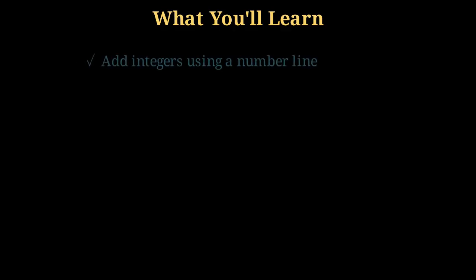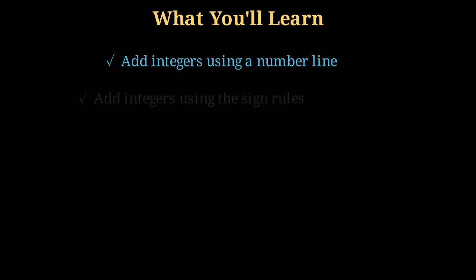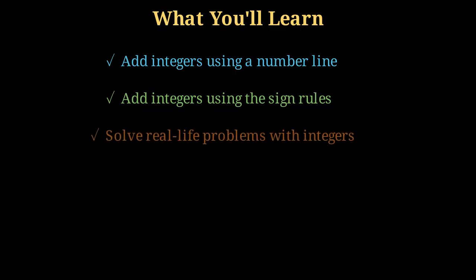First, add any two integers using a number line, so you can always see what is happening. Second, add integers quickly using the sign rules, even when the numbers are too big for a number line. And third, use integer addition to solve real-life problems about temperature, money, and scores.